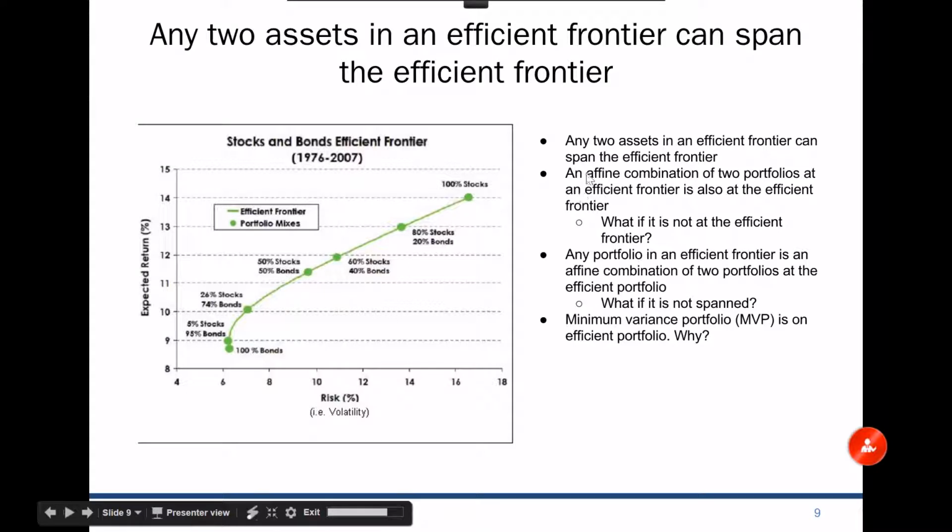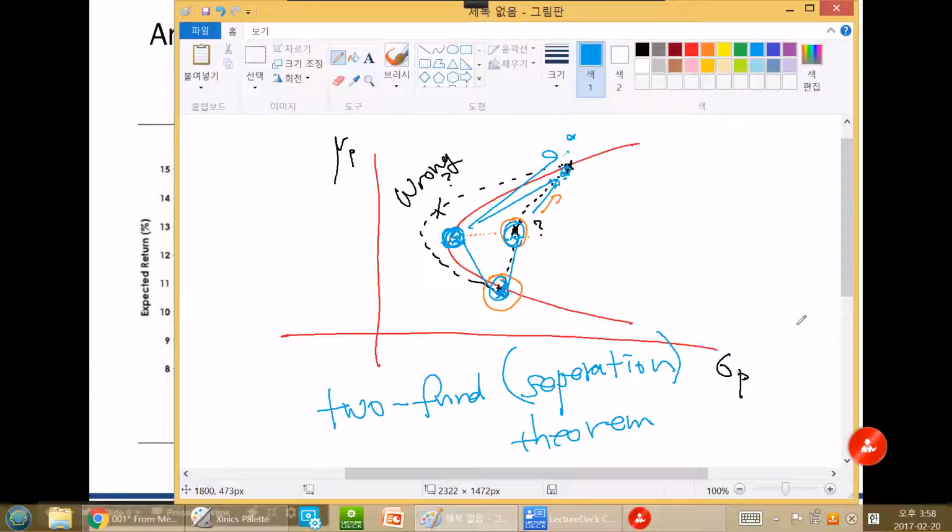Let's go over this. Any portfolio on the efficient frontier is an affine combination of two portfolios on the efficient frontier. Now, the minimum variance portfolio, which we call MVP, is on the efficient frontier, which means the minimum variance portfolio is always an efficient portfolio, right?